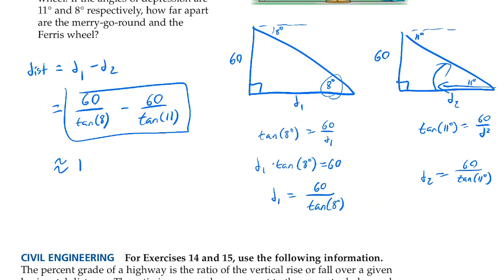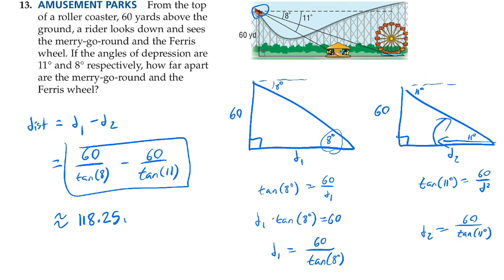Or they're about 118.25, and that was what in yards apart, right? And we could always just double check. We go 60 divided by tangent of 8. This first one was about 426.92... And then we minus 60 divided by tan of 11. And we said, oh, that's about 308.67... And so when you subtract those, you get about 120-ish.